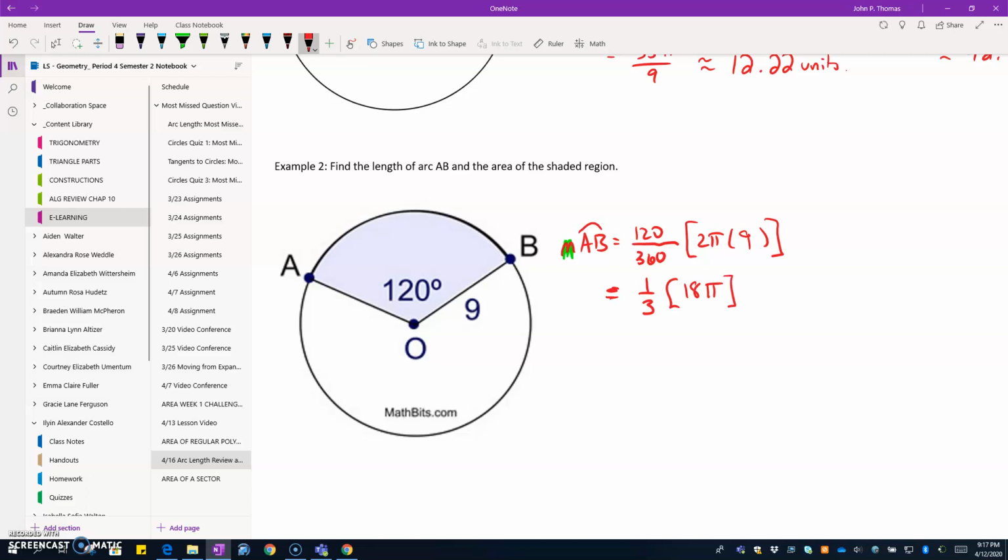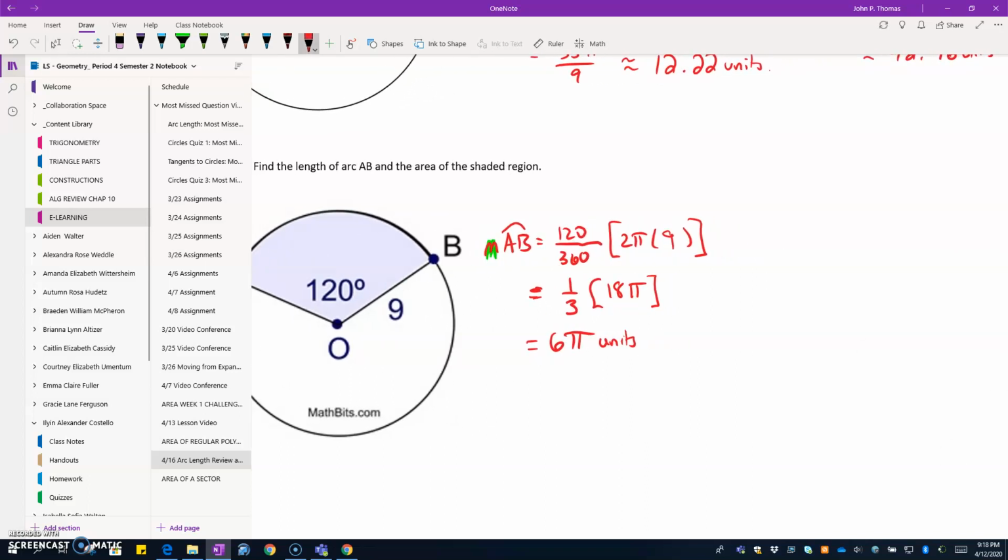So we have 1/3 times 18 pi, and 3 goes into 18 6 times, so I end up with 6 pi. This is a length, so we're just going to have units for our answer, and that would be our arc length. So for arc length, we took a fraction of the circumference.